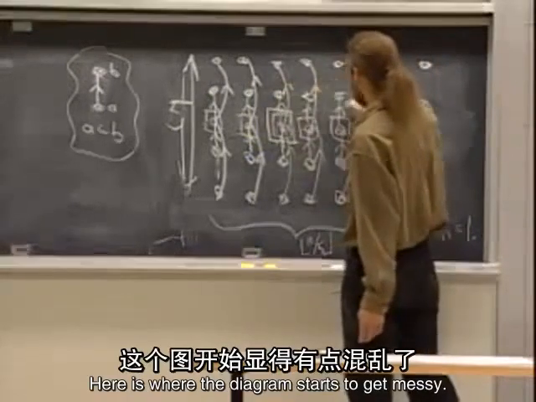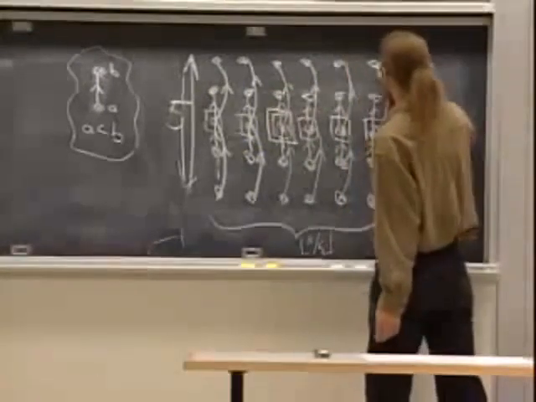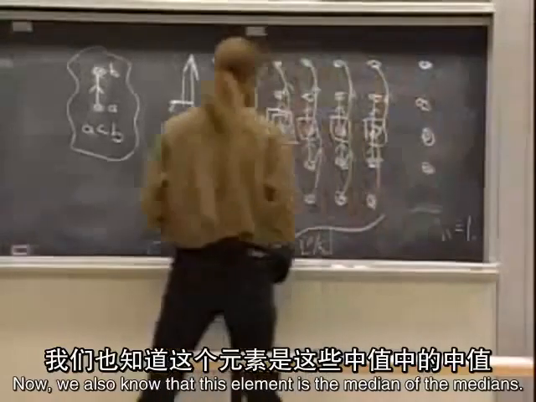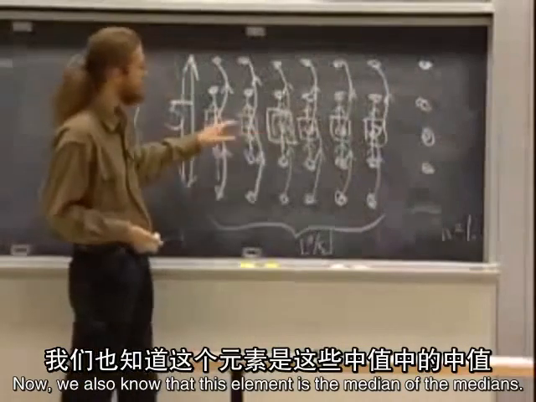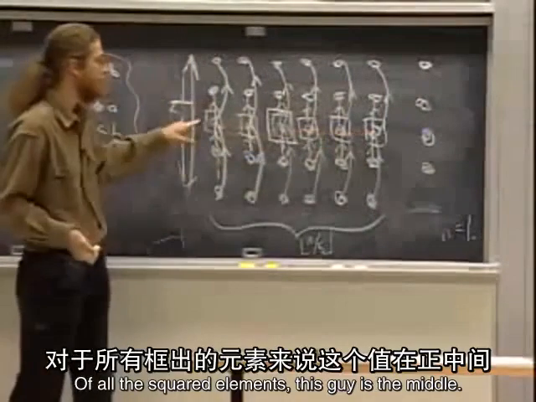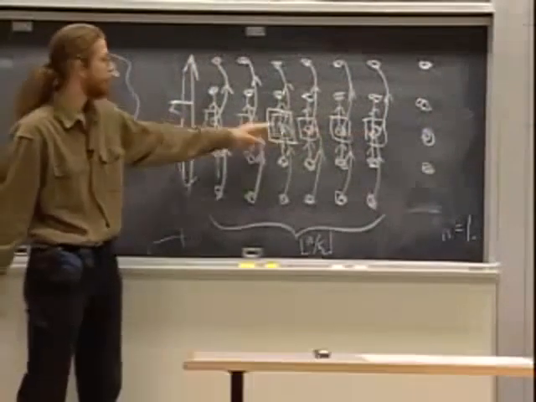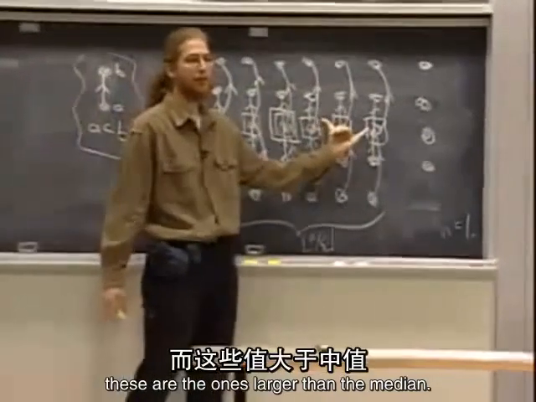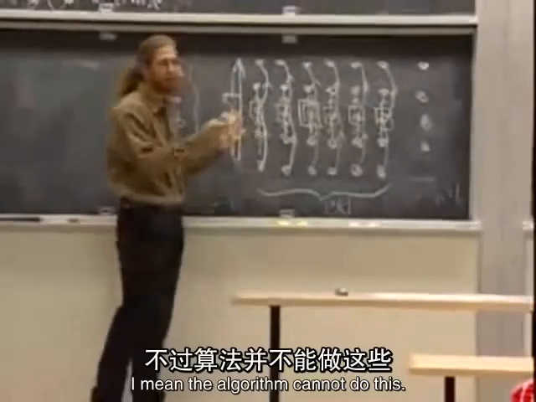Okay, here's where the diagram starts to get messy. We're not done yet. Now, we also know that this element is the median of the medians. So of all the squared elements, this guy is in the middle. Therefore, I'll draw it so that these are the ones smaller than the median, these are the ones larger than the median. So, the algorithm can't do this.